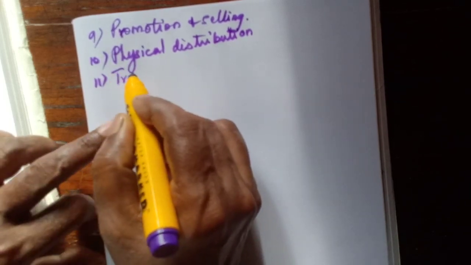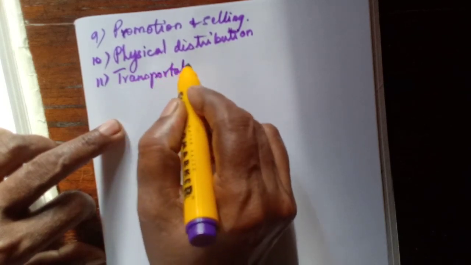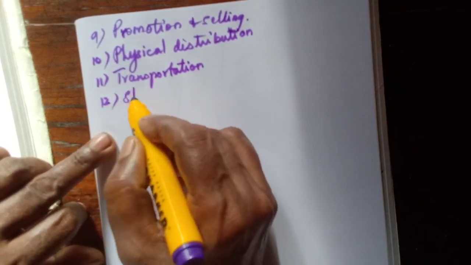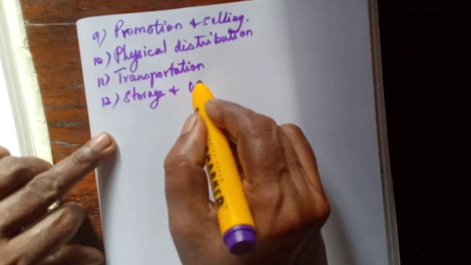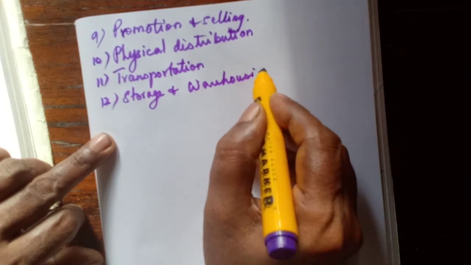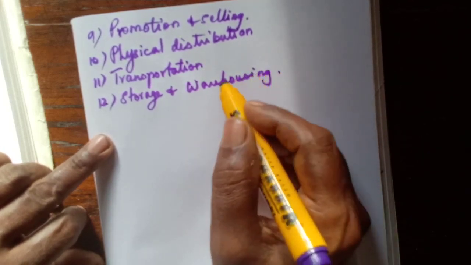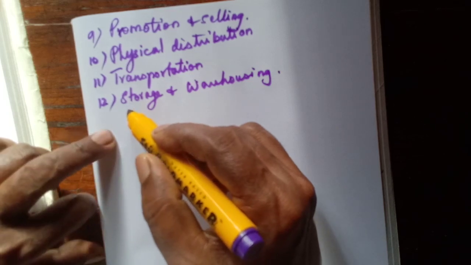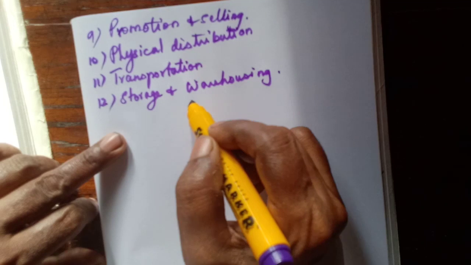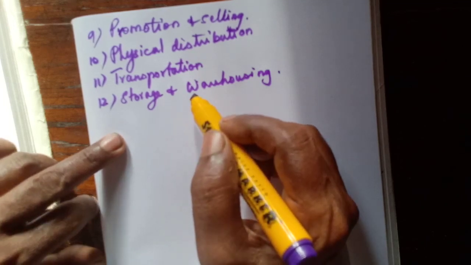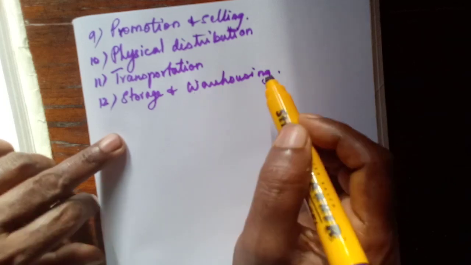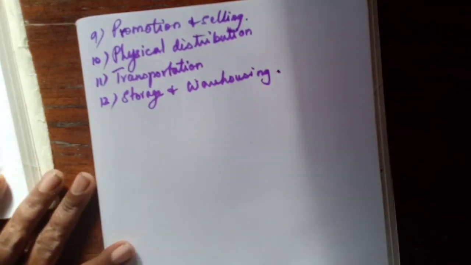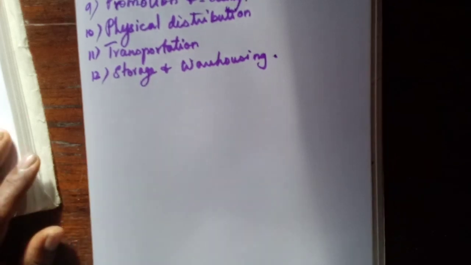Then transportation. For the physical distribution, we need transport to carry the goods from the producer's place to the consumer's place. That is transportation. Then storage and warehousing. Because many products will be produced, and if we are not able to sell all the goods, we must store them in a storage. If they are perishable products, we have to store them in cold storage, or a place protected against rain, storm and heavy wind. So storage and warehousing is also necessary. These are the functions of marketing. To market a product, all these functions must be carried on.